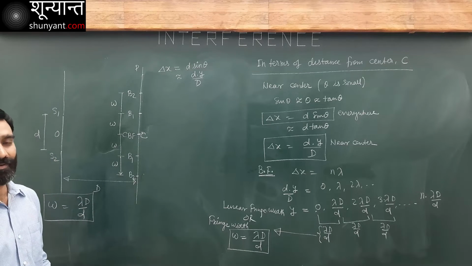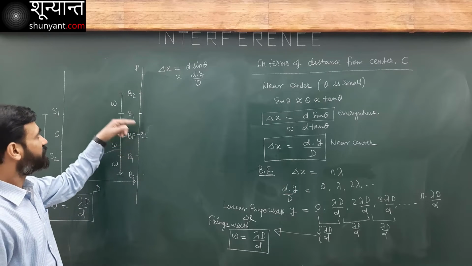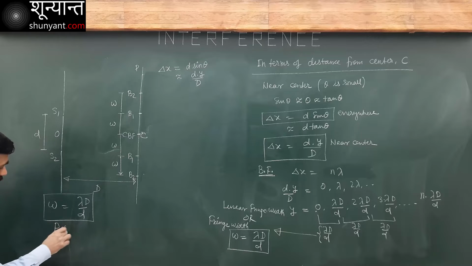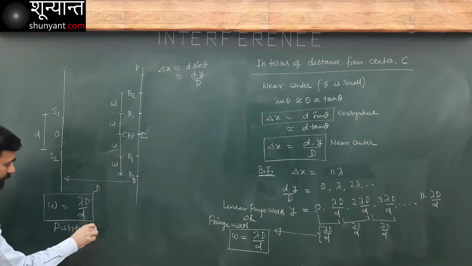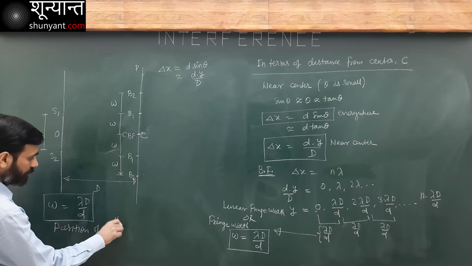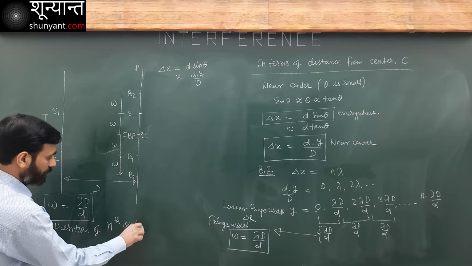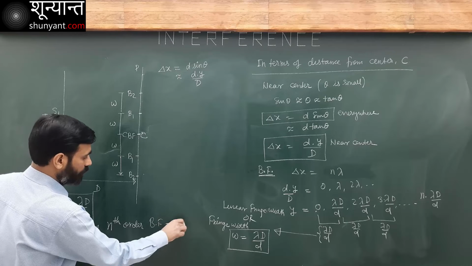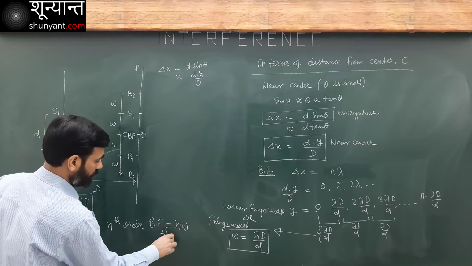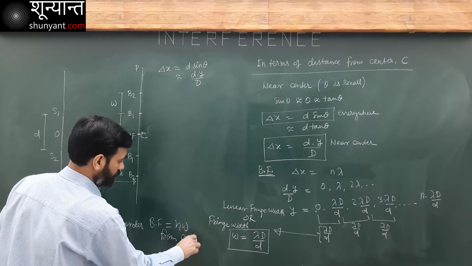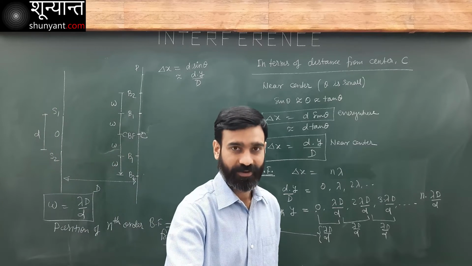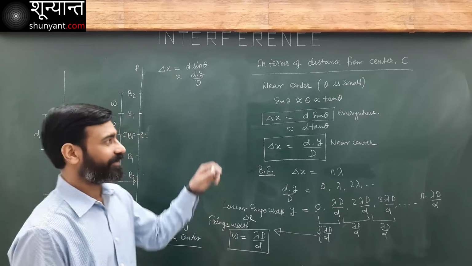That's it. What will be the position of the nth order bright fringe? It is equal to n omega from the center. Does that make sense? Perfect sense?